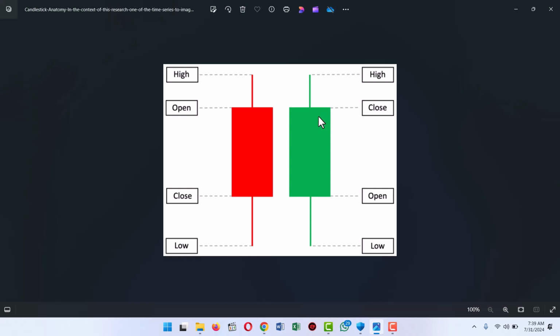So this is a bullish candle, but in a bearish candle, you have where the price opened for the day, the highest point price reached for the day, the lowest point price reached for the day, and where it closed. Now, if this was a 15 minutes candle, it's still the same thing.